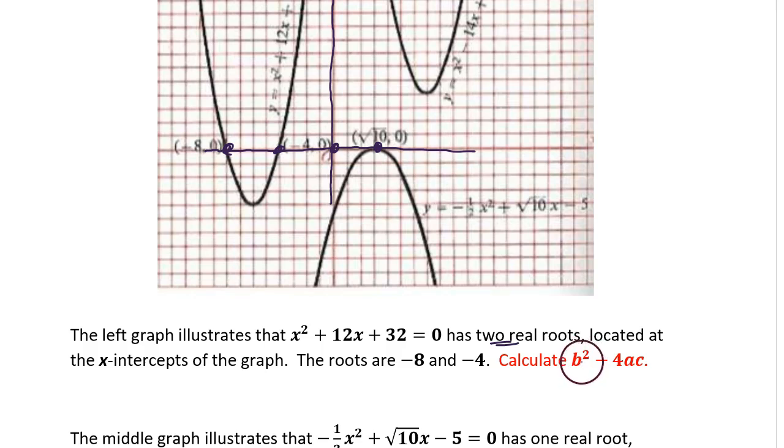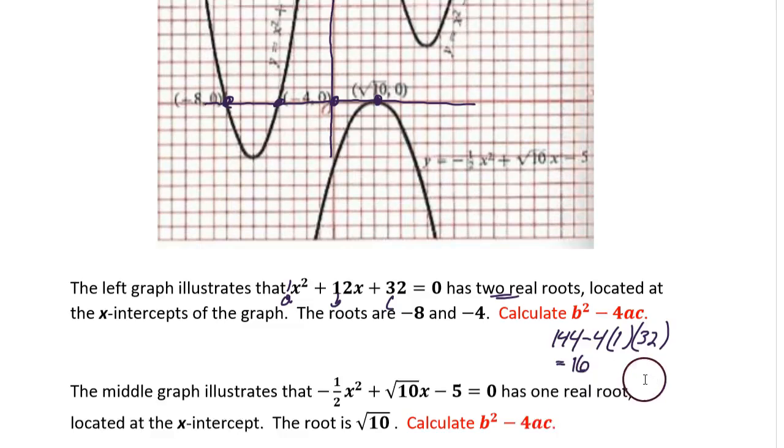Let's calculate what b squared minus 4ac is for this equation. Recall that a is 1, b is 12, and c is 32. So b squared would be 144, and then minus 4 times 1 times 32. Type this in a calculator to see what this makes. It turns out to be positive 16. So the value of b squared minus 4ac for the first graph is a positive number.